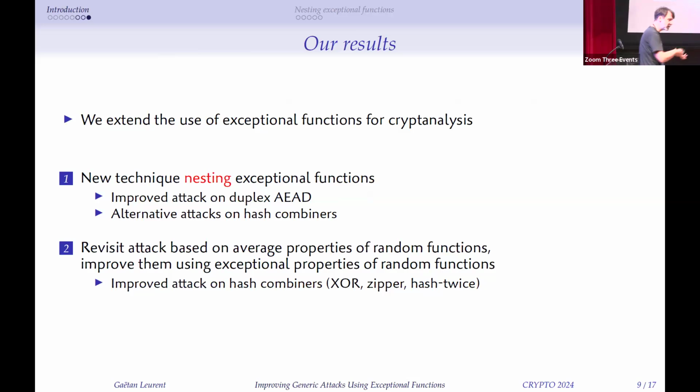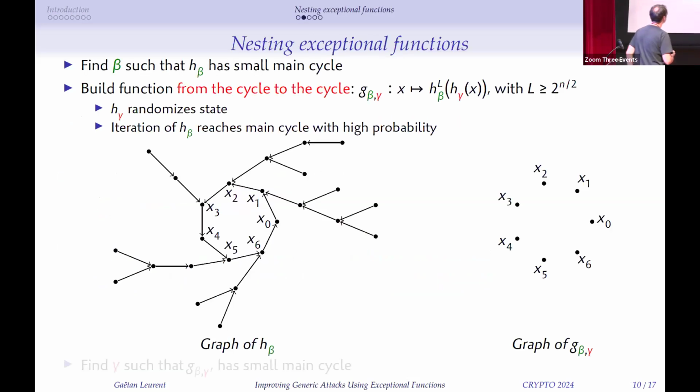So that's basically the state of the art about using exceptional functions. And what we do in this new paper is we try to extend those results and to apply them more generally. And we have two contributions. The first one is a new technique where we use a nesting construction for exceptional functions. And the second one is that we revisit several attacks in the literature, and we show that several of them can be improved with this technique of exceptional functions. So let's start with the nesting construction.